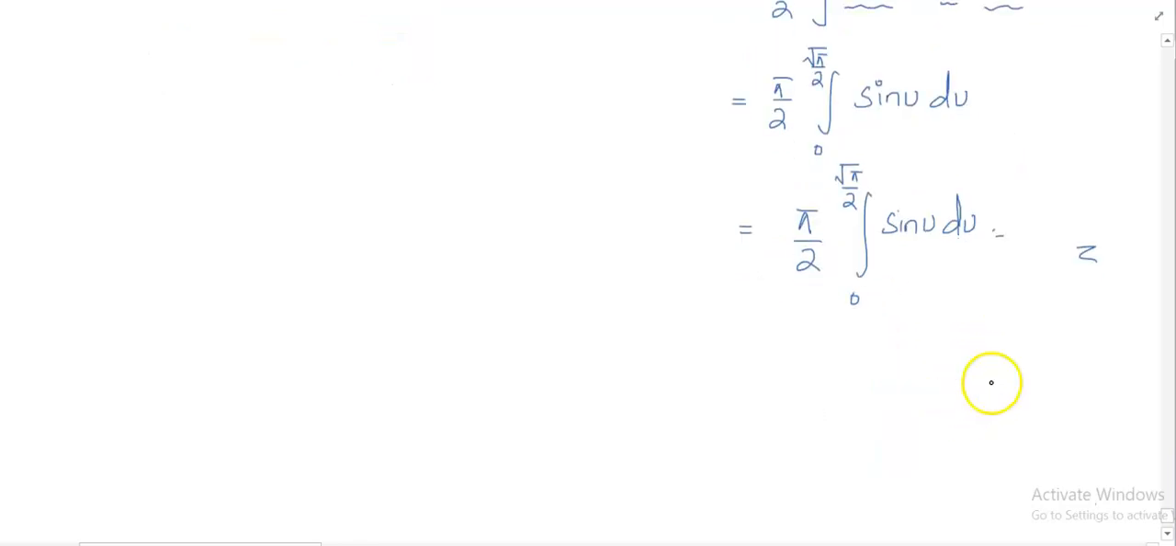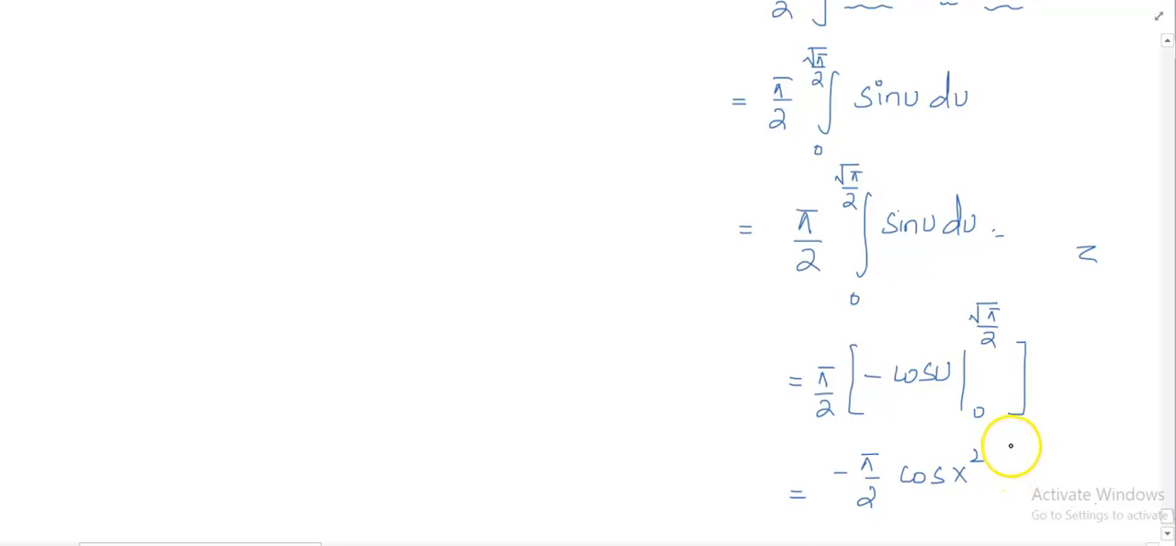So if I integrate sine of u, this will become negative cosine of u, and the limit goes from 0 to square root of pi divided by 2, and outside of it I have pi divided by 2. When I substitute back u, I get negative cosine of x squared. I'll write the negative outside of it, with limits 0 and square root of pi divided by 2.